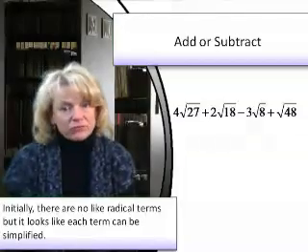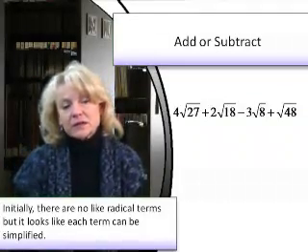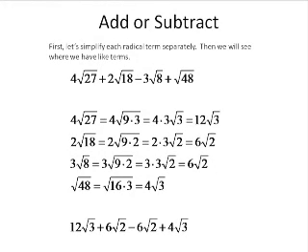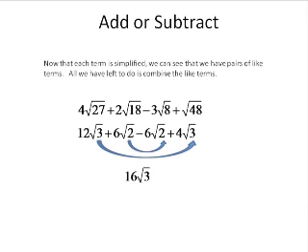Initially, there are no like radical terms, but it looks like each term can be simplified. What we need to do is simplify each of the terms. As you can see by the midsection of this slide, we square root the perfect square factors. These factors get pulled out and multiplied by the factor that is out in front of each of the terms. In the end, what we find are two sets of like terms. So we finish up the problem by adding the like radical terms.